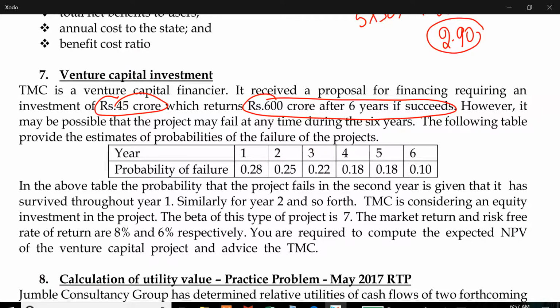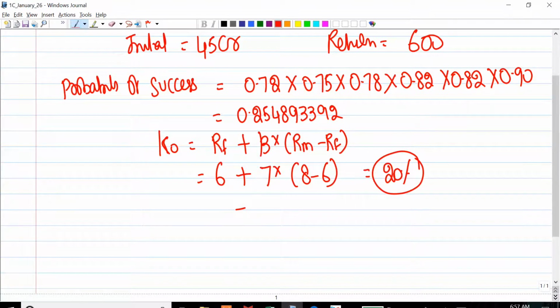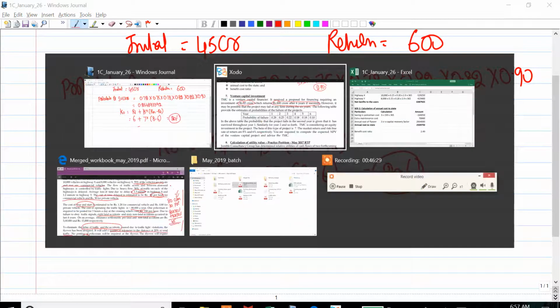What's the RF given? 6%, beta 7, a high risk project, RM 8. So 6 plus 7 into 8 minus 6. Risk free rate of 6%, beta of 7 times 8 minus 6. What number you get? This is not a critical adjustment, this is something which we have been doing in multiple places. So my discount rate is going to be 20%.